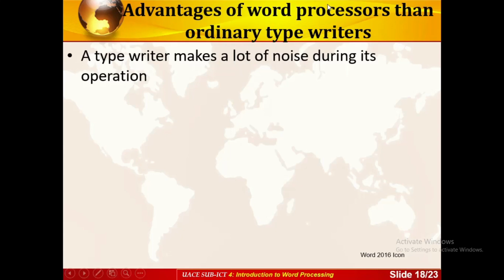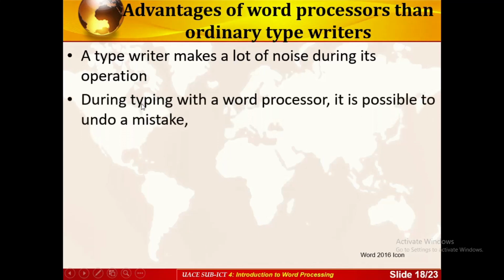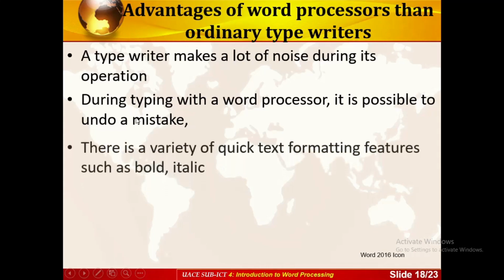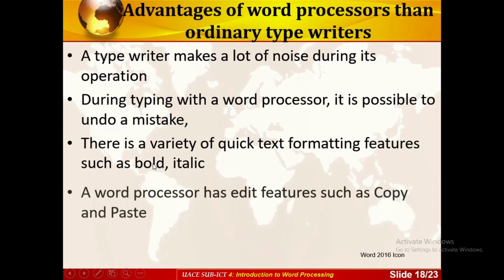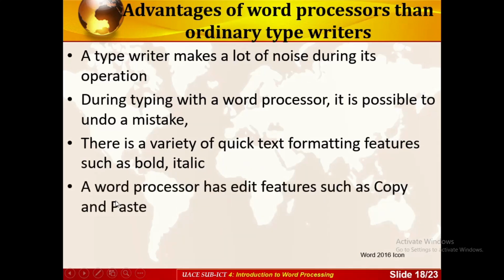A typewriter makes a lot of noise during its operation. As you have seen, it is a machine, and machines, while operating, most of the time make a lot of noise. During typing with the word processor, it is possible to undo mistakes or correct errors. That feature is there in word processing. There is a variety of text formatting features such as bold and italics, which are not the case with the typewriter. The word processor has edit features such as copy and paste, which are not in the typewriter.